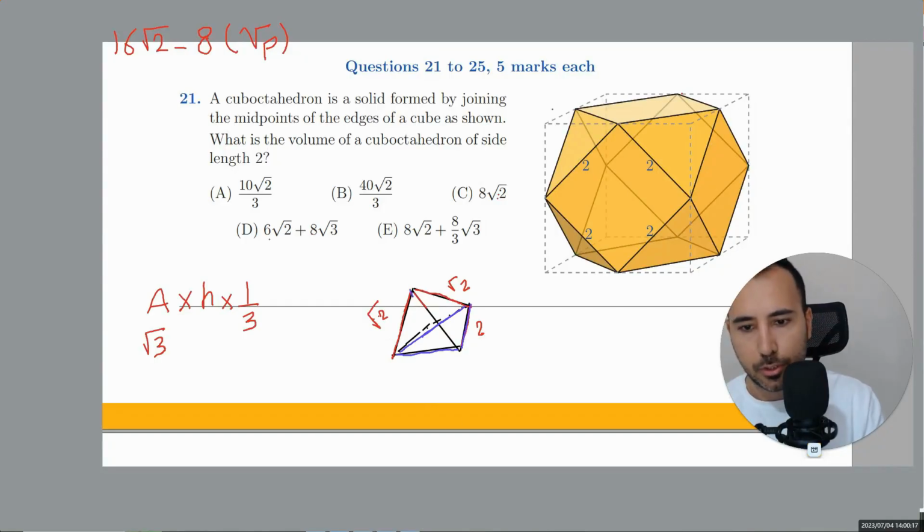So let me just use a different color. So let me draw it like this. Okay, this would be the height. And this is at the centroid. So as you see, this will make, again, another right triangle. So this is h. We want this h. We have a square root of 2, but we need to find this side again.